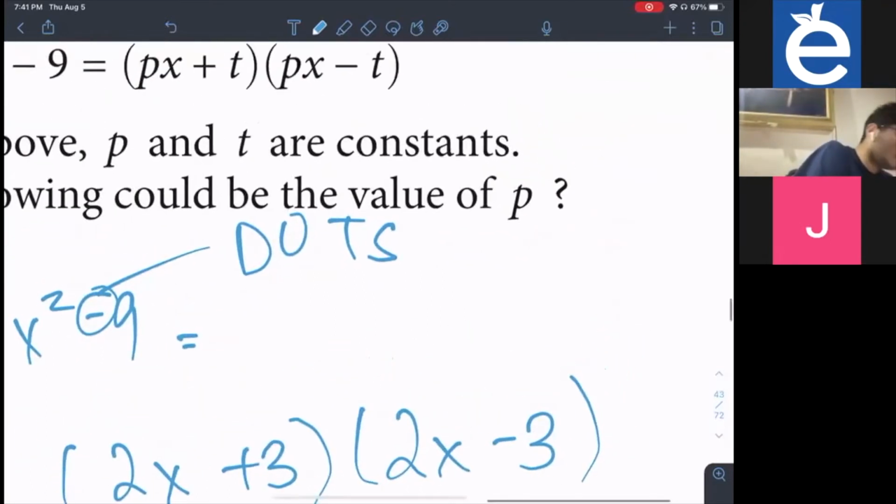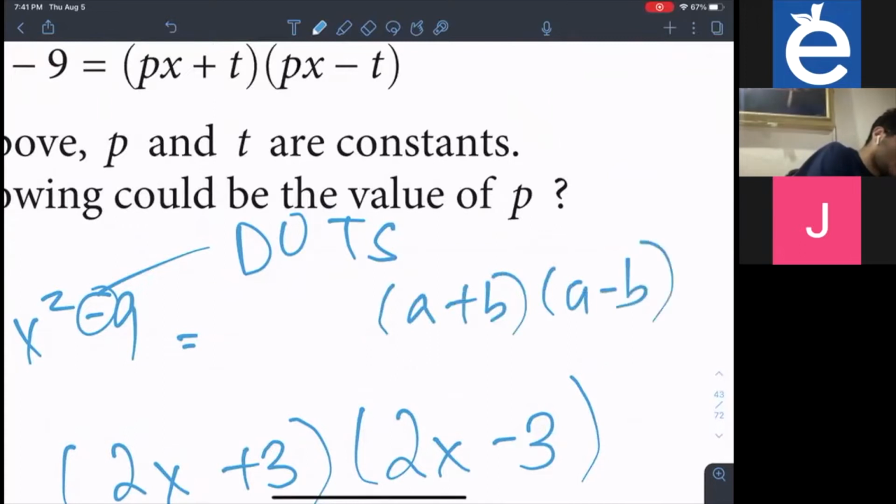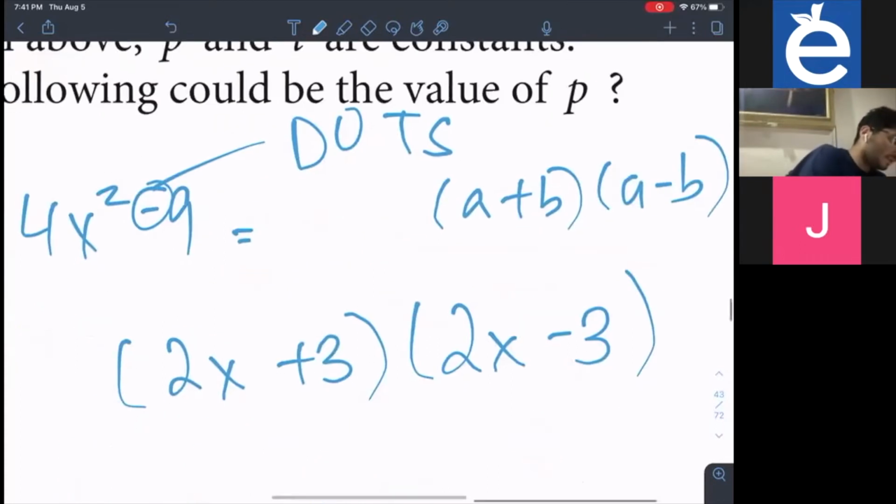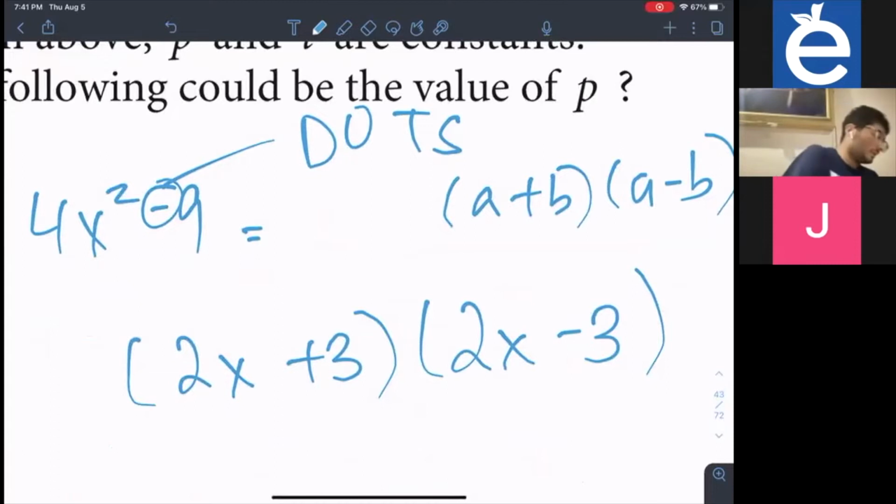Because the general formula of doing a difference of two squares problem is x plus, or we can do a plus b and then a minus b, where this could be x and then this could be the number. So the square root of 4 is 2, and then the square root of x squared is just x, and then the square root of 9 is just 3.